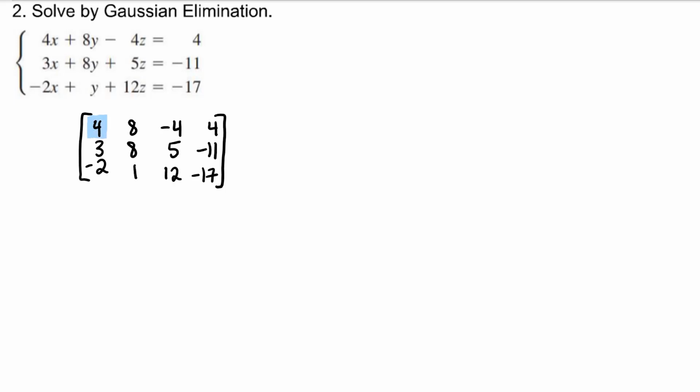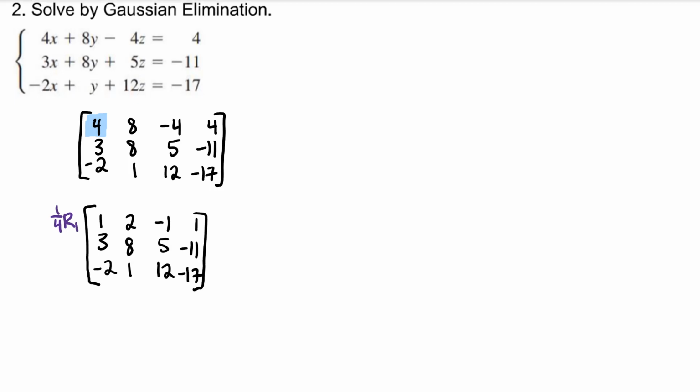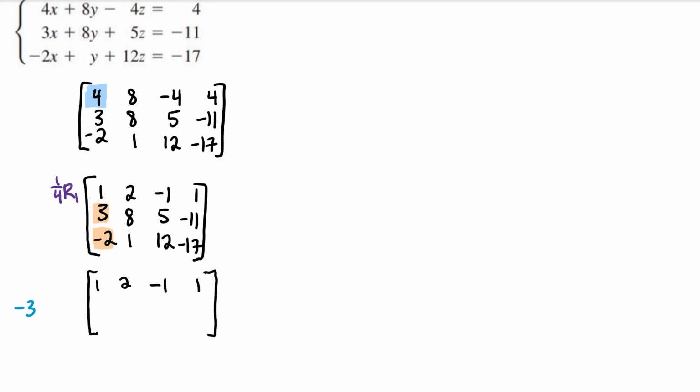Our very first entry in the first row and first column must be a 1, and fortunately this first row is divisible by 4, so I'll multiply row 1 by 1/4. Now we have our leading 1 in row 1. Use that to change the 3 and -2 into zeros. We'll multiply row 1 by -3 and add it to row 2, and multiply row 1 by 2 and add it to row 3.